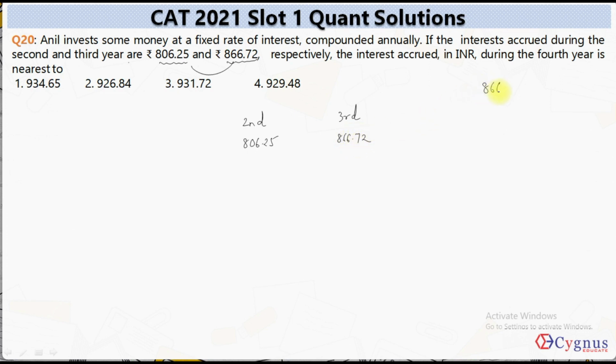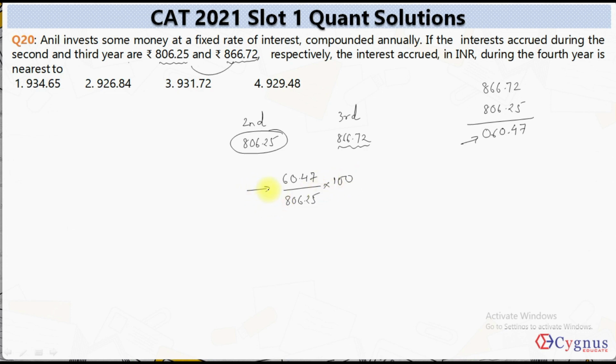If you take the difference of these two values, how do we find it? Yes or no? 12 minus 5 is 7. This is 4. This is 0, 6, 0. 60.47 is the increase here. So can I say that 60.47 must be the interest on this part? Interest on interest. So can we find the rate of interest applicable here? 60.47 on a base of what? 806.25 into 100. Yes or no?